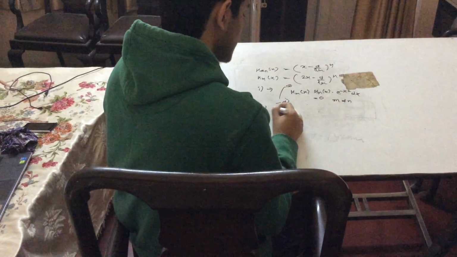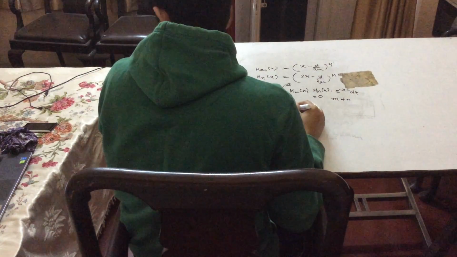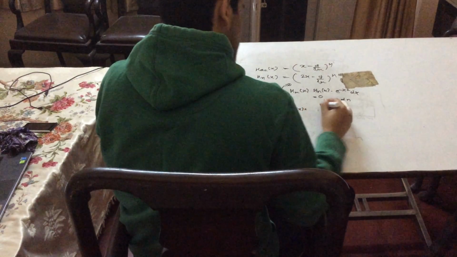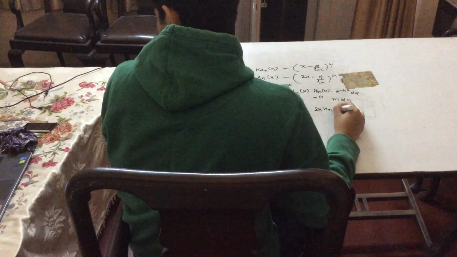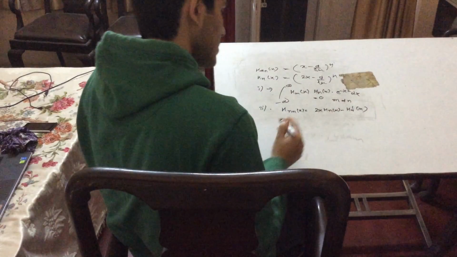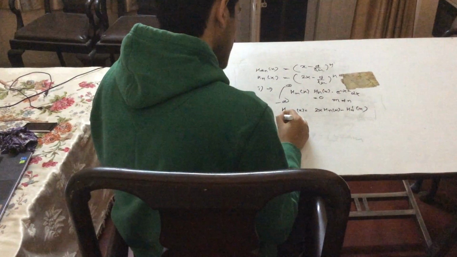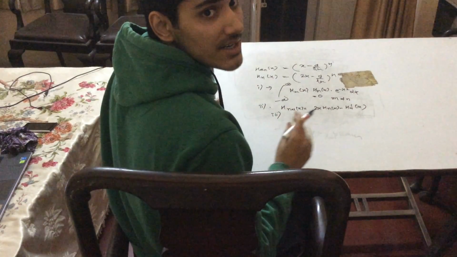The second property which it satisfies is the recursion relation. This recursion relation is given as H_(n+1) of x equals 2x H_n of x minus H_n dash of x. This is the second property it satisfies. Now the third property it satisfies is that it can be represented explicitly.